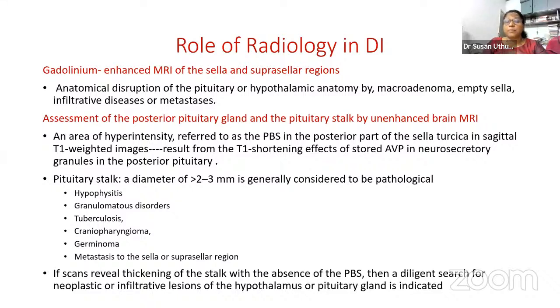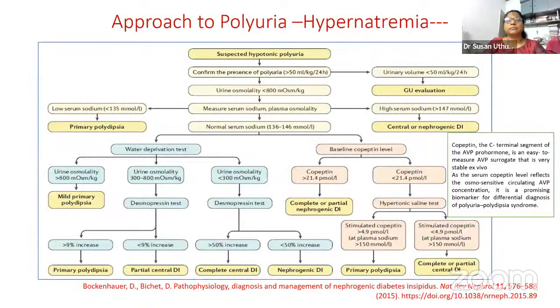The pituitary bright spot is an area of hyperintensity, and this results from T1 shortening effects of stored AVP in the neurosecretory granules in the posterior pituitary. The pituitary stalk is also to be assessed. A diameter of more than 2 to 3 millimeters is considered pathological.